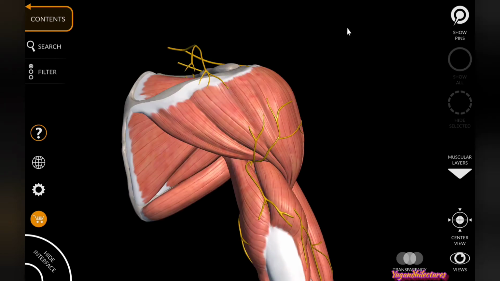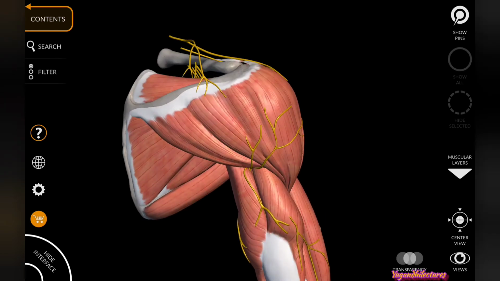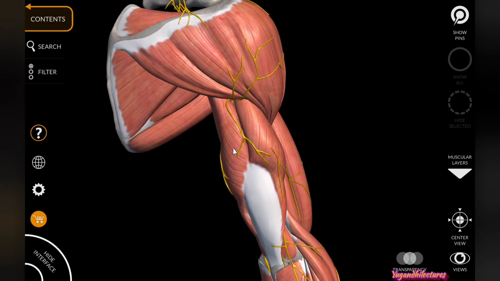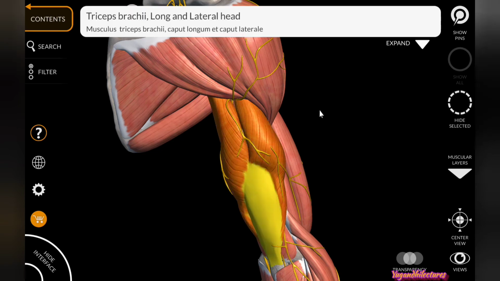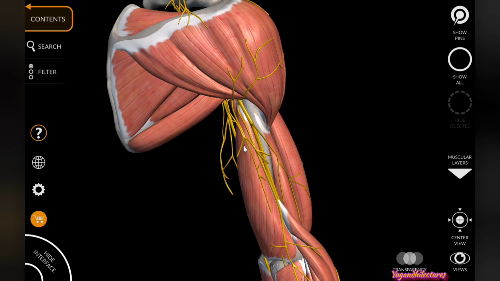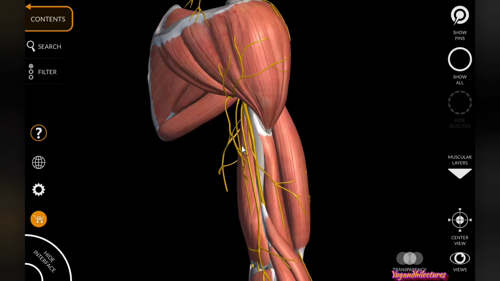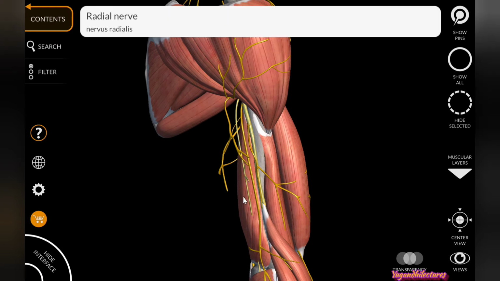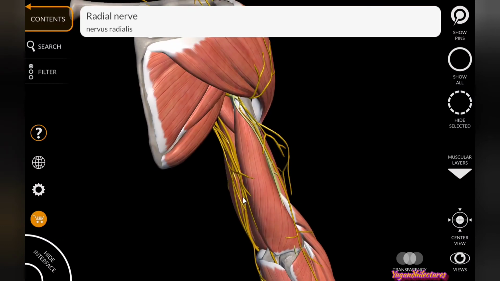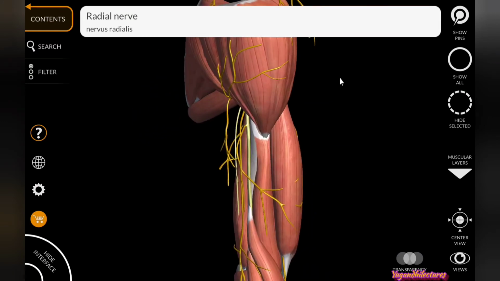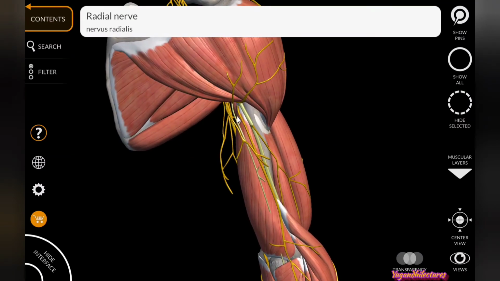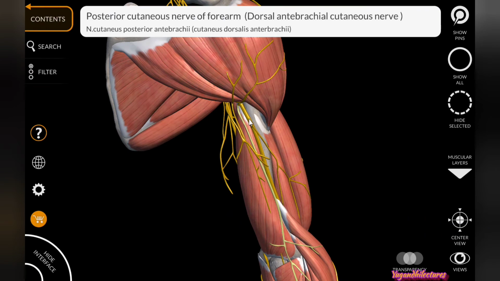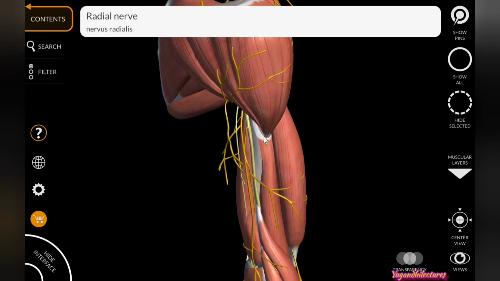Next, coming to the nerve supply of the triceps brachii muscle. So in order to know the nerve supply, I am just removing the triceps brachii muscle. You can see the course of the radial nerve. So all the three heads of the triceps brachii are supplied by the radial nerve, but by different branches of the radial nerve. You can see here, this is the radial nerve.